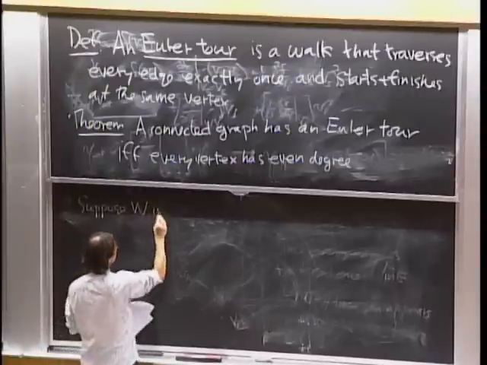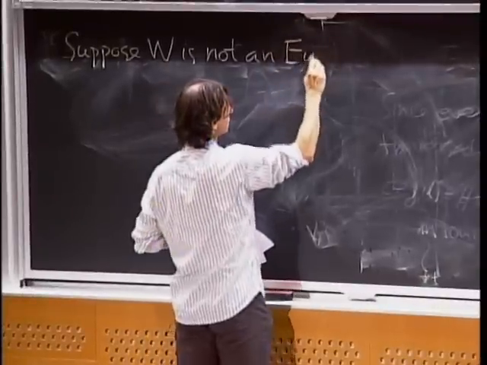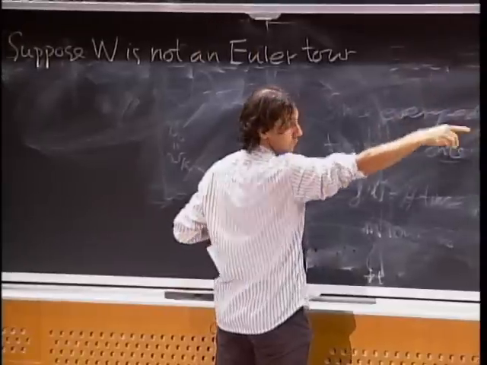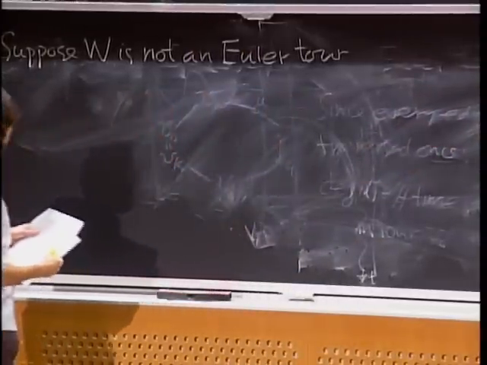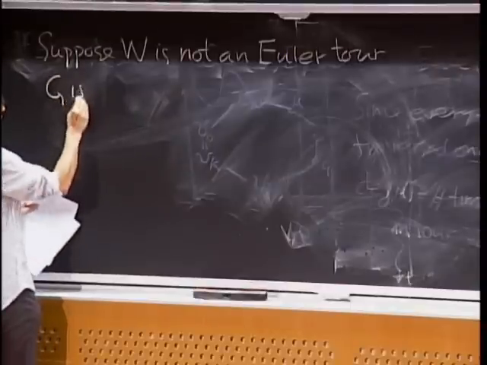So suppose that W is not an Euler tour. We're going to use contradiction. But we already have shown this particular property, so we can use this. So suppose W is not an Euler tour. Well, we know that G is connected.